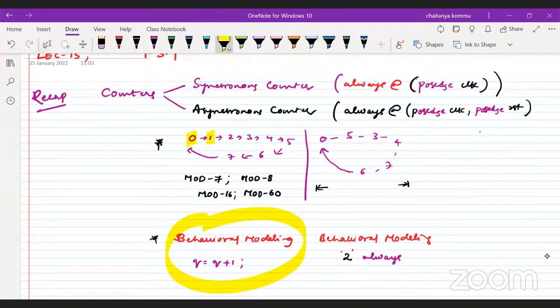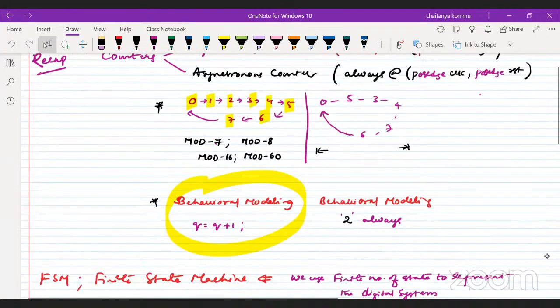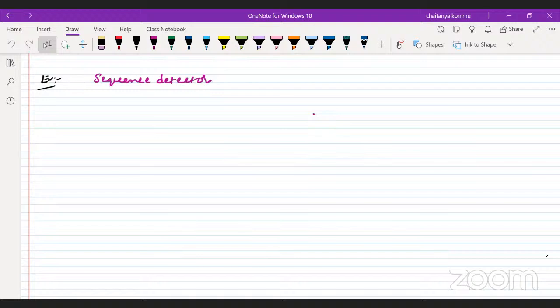So these are the finite number of states that are required to completely define the counter. Okay, so therefore it is simply a finite state machine. We can write it like that. But let us consider the sequence detector also with the help of a finite number of states.